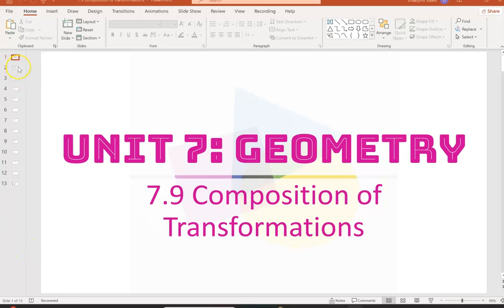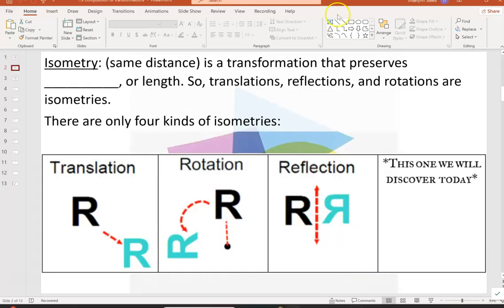Alright, so today we're going to be talking about composition of transformations. The cool thing about transformations is if you pair any two together, you could actually do that same composition of transformations in a single transformation, with the exception of one. So our goal is to find out what that one is today, and then to practice doing all of them.